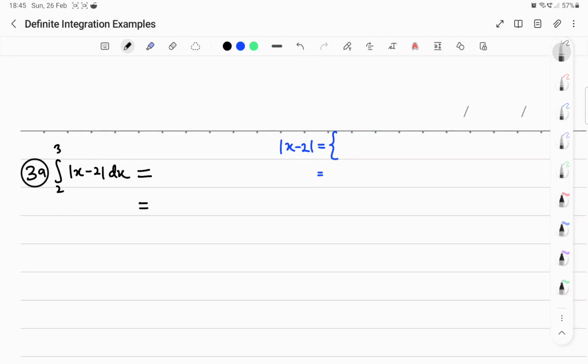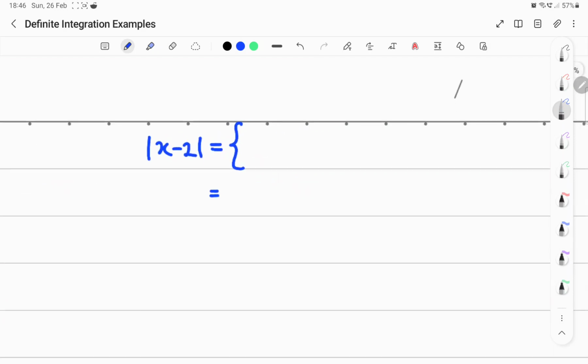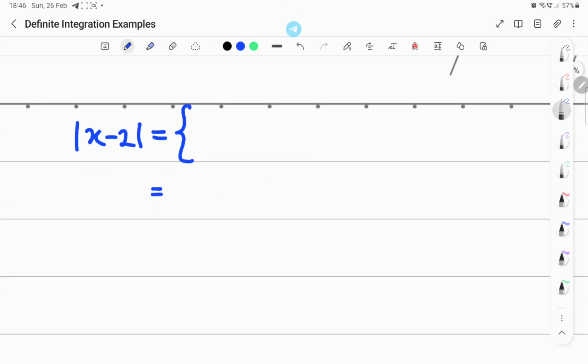In this video, I would like to share with you how to integrate modulus functions. So let's get started with the first one. For this one, we have to define our modulus function first. To define a modulus function is to separate them according to their interval.